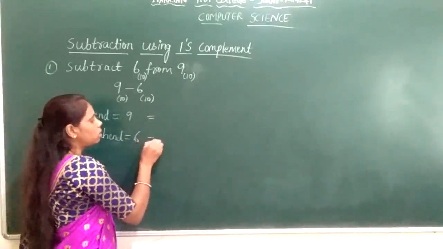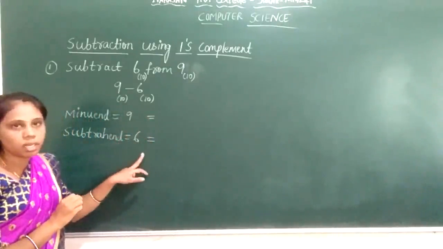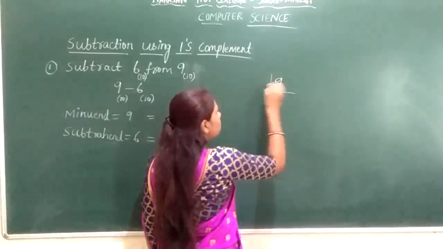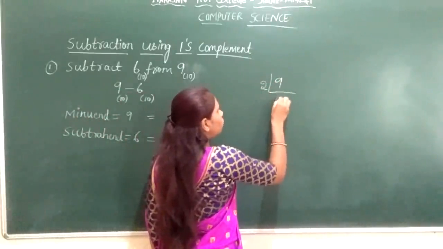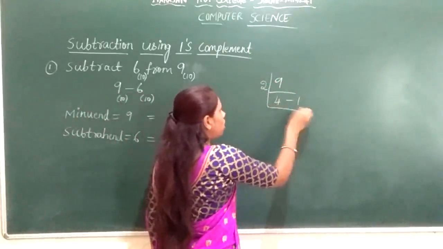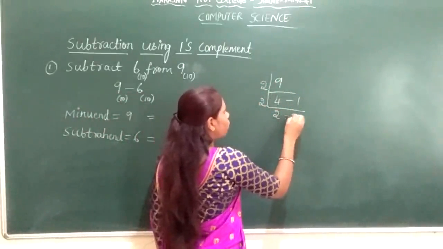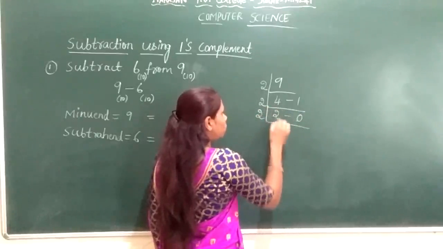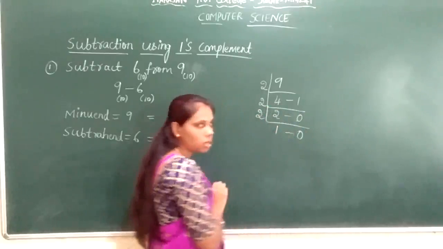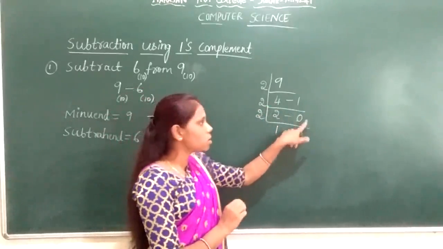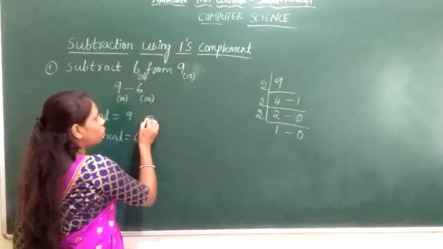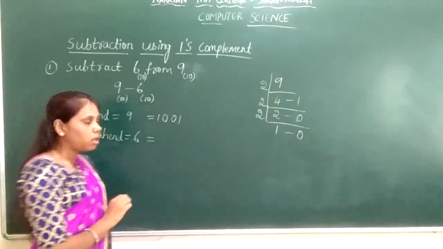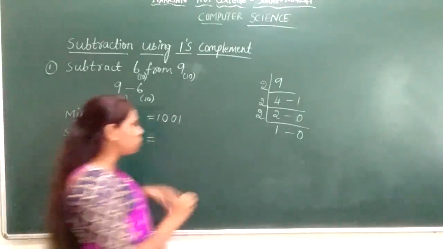Now find the binary equivalent value for 9 and 6. How to find the binary equivalent? I have already discussed this. Divide the given number by 2. 2 4s are 8, the remainder is 1. Again divide by 2. 2 2s are 4, the remainder is 0. Divide by 2. 2 1s are 2, the remainder is 0. Now 1 0 0 1 is the binary equivalent value of 9.